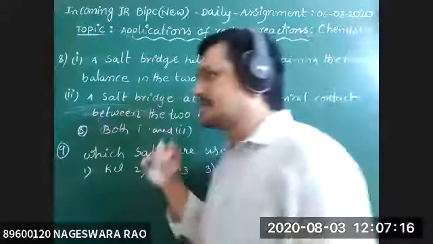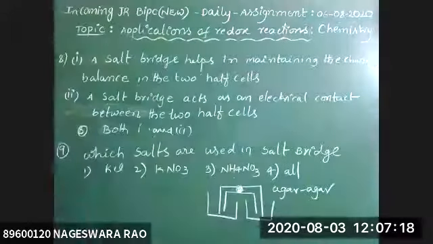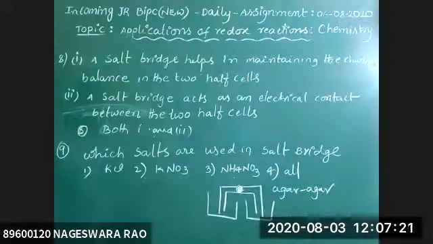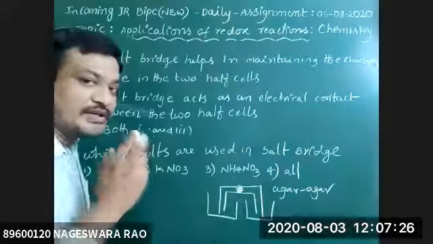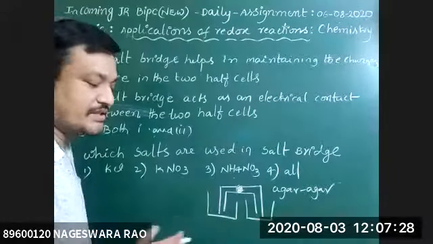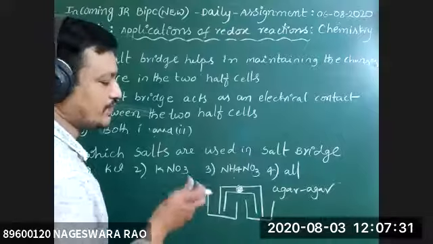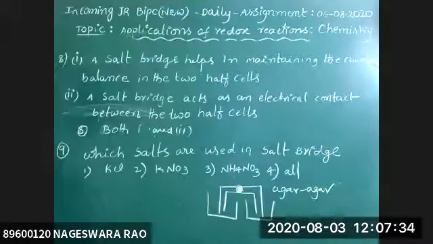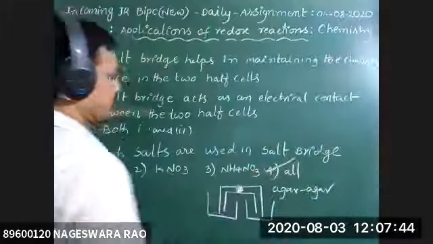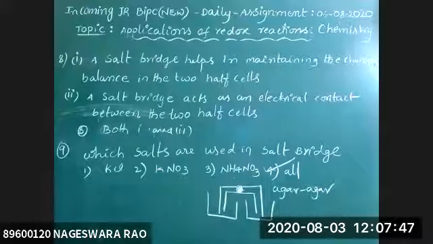In the salt bridge, the ions move in opposite directions. Cations move towards the cathode, anions move towards the anode. The anions neutralize the charge at the anode, and the cations neutralize the charge at the cathode. So which salts are used in a salt bridge, students? KCl, KNO3, NH4NO3 are used in a salt bridge. All are used, because the mobility of the cation is similar to the mobility of the anion. Okay, students.